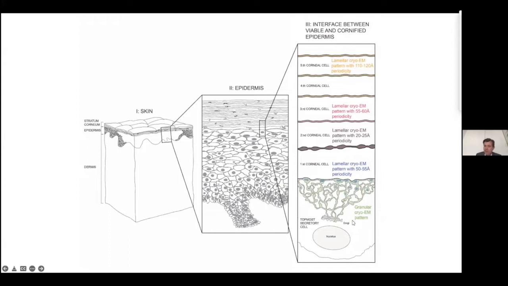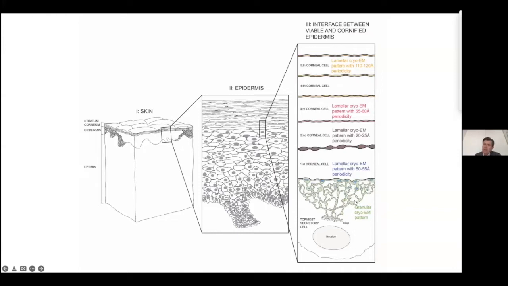And what we see in the cryo-electron microscope is that in the topmost stratum granulosum, we have the lamellar body system, which also is called the tubular reticular network. And basically it's composed of interconnected lamellar bodies. The lipids of the skin barrier are formed in the trans-Golgi, and then they are transported out into the extracellular space between the last stratum granulosum cell and the first stratum corneum cell.